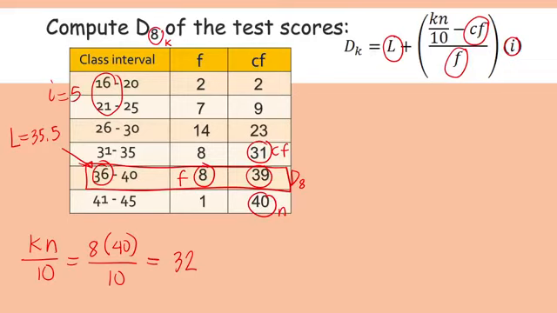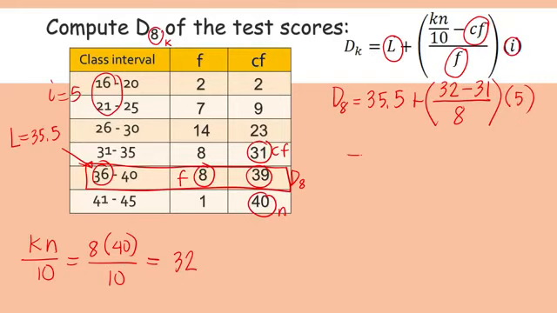Now, let's substitute everything to our formula. The 8th decile is equal to the lower boundary, that's 35.5, plus kn over 10, that is 32, minus the CF, that's 31, divided by the F, which is 8, times I, which is 5. Okay, let's do subtraction first.